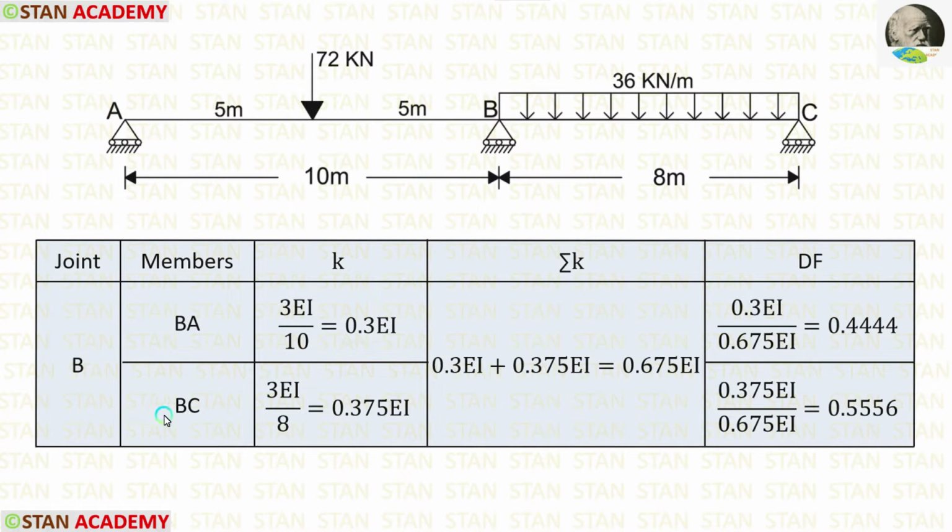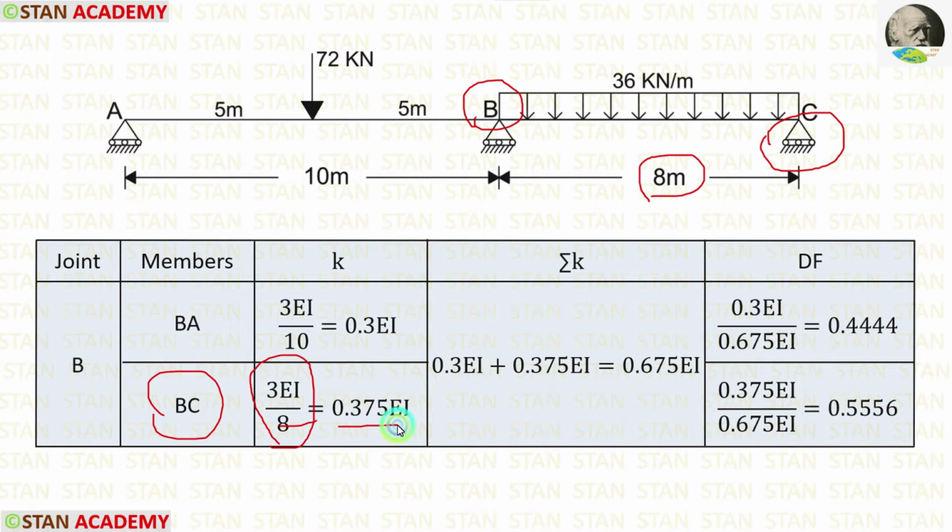Now, let us calculate the stiffness for BC. For that, from the joint B, we have to look at the point C. In the point C also, we are having a roller support. If the far end is having roller support, the formula is 3EI upon L. The length of BC is 8 meter, we can apply. Finally, we are getting the stiffness is equal to 0.375 EI. We have calculated the stiffness K.